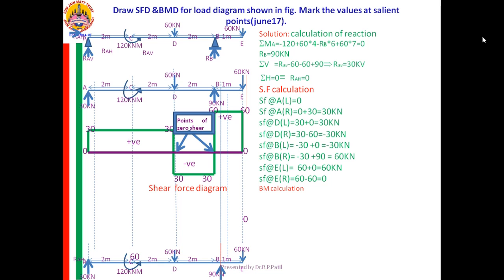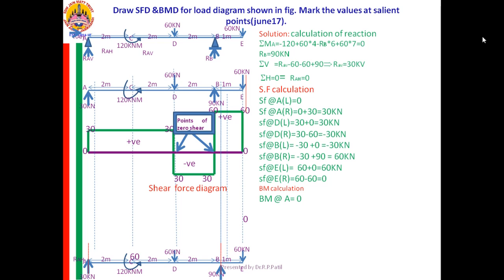Whichever you feel comfortable, that you can adopt it. Yes, go for BM calculations. I am starting with BM at A. Yes, the right part is too complicated. I am going for the left part. No load on the left part. Therefore, the BM there is equal to 0.